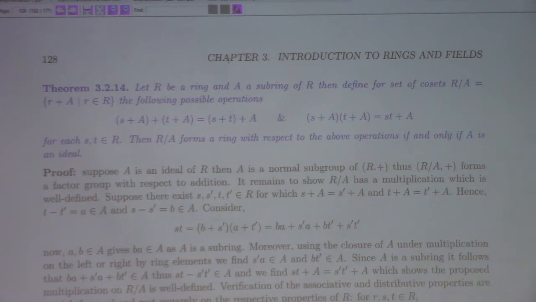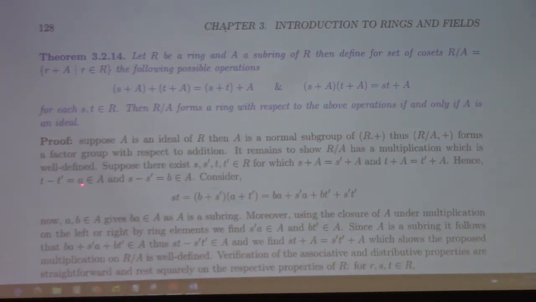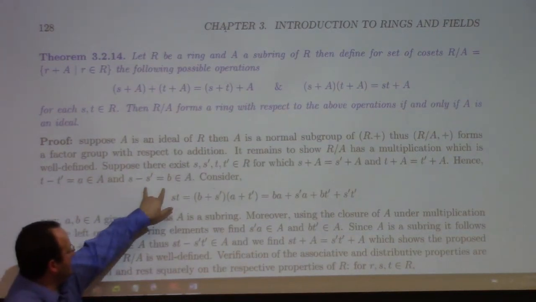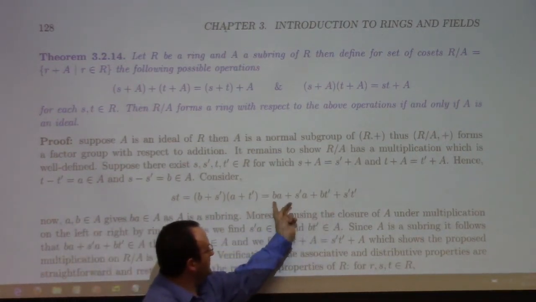So here's the details. First of all, suppose you have two different representatives for S plus A. So S plus A is S prime plus A, and T plus A is equal to T prime plus A. We would like these operations not to care about the choice of representatives. If you look at this, of course S minus S prime and T minus T prime are in A. I call T minus T prime a, and I call S minus S prime little b. And if you look at the product of S and T, I solve this for T: T is a plus T prime, and S is b plus S prime. So S times T is that times that, which when you multiply it out, you get this.